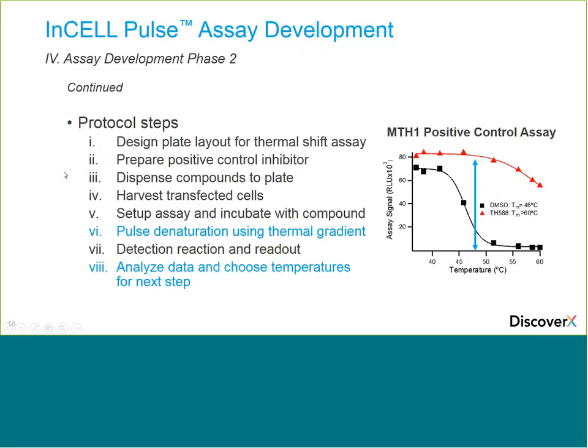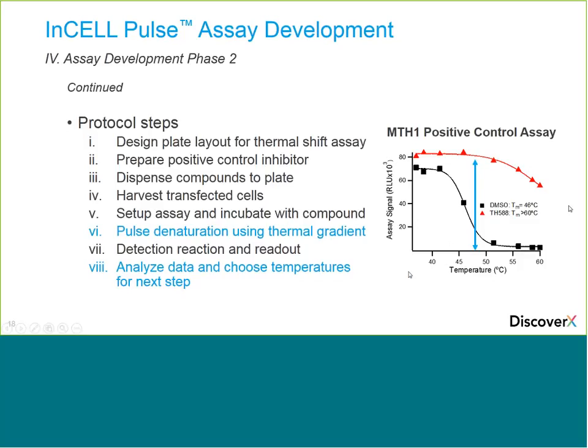So there's a control inhibitor that needs to be prepared. The transfected cells are treated with that control inhibitor or the DMSO controls. The assay is set up and incubated with the compound, say 37 degrees for 30 to 60 minutes. And then we do the denaturation step in a thermocycler. So the cells are in suspension at this point with the compound. It's really nice to have a PCR machine that will do a thermal gradient so that one plate can be added to one PCR machine and we can get denaturation data from a single instrument in a single run. And once the reactions are detected using the optimized EFC recipes from phase 1, the data can be analyzed and the temperatures can be chosen for the next step, which is an isothermal step.